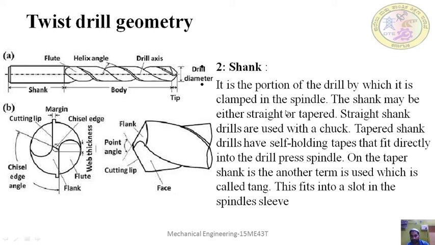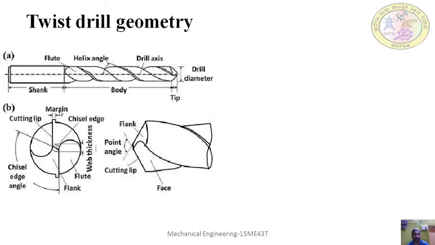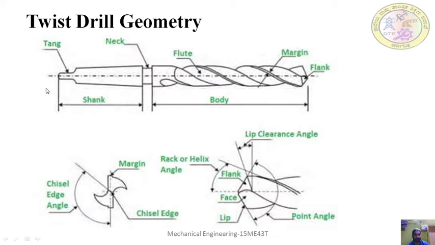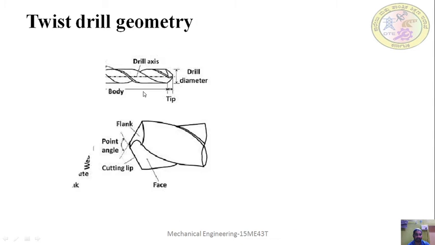On the taper shank, another term is used. If you are using a taper shank, another term is used which is called the tang. You can see here the tang on the taper shank. So this is the tang. You can see this is the taper shank, whereas this is a straight shank.